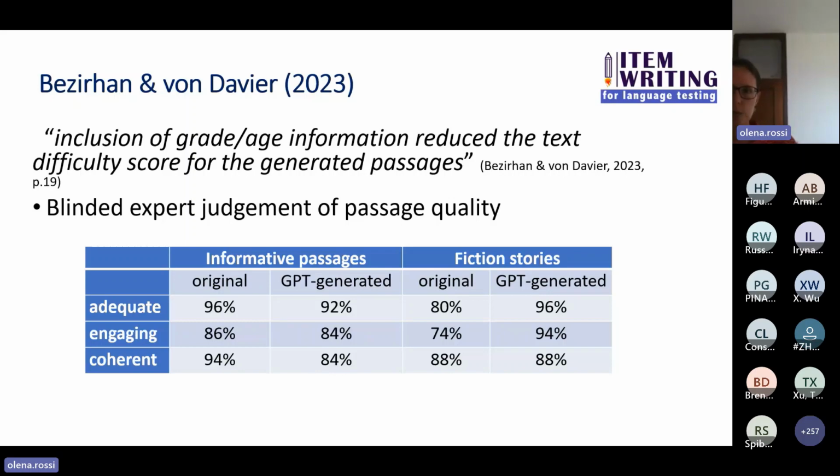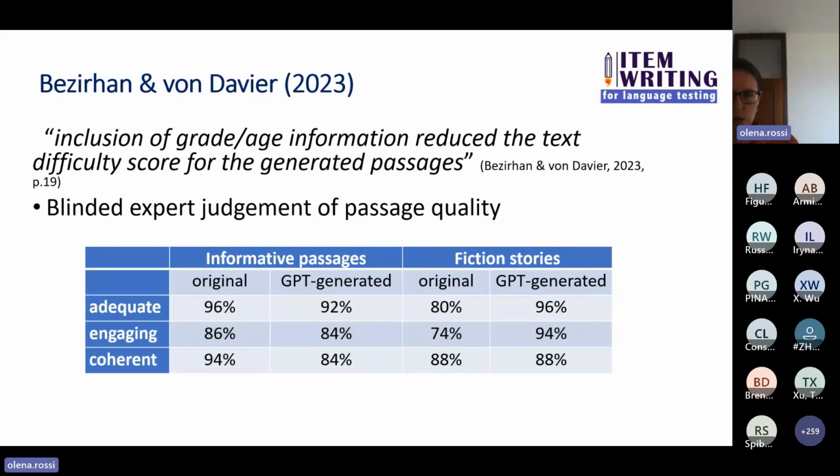Two types of texts were generated, informative passages and fiction stories. For informative passages, human-produced texts scored higher on all parameters, such as how adequate they were, how engaging, how coherent, compared to GPT-generated ones.